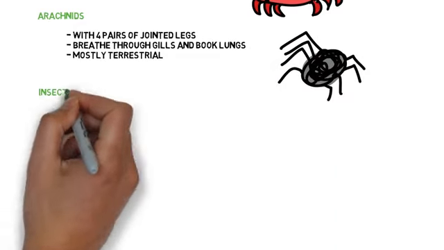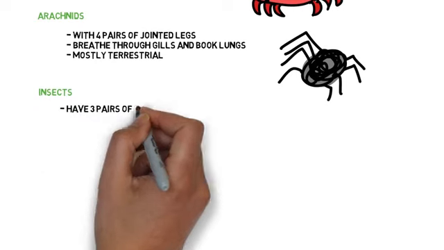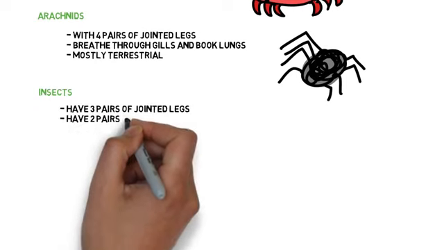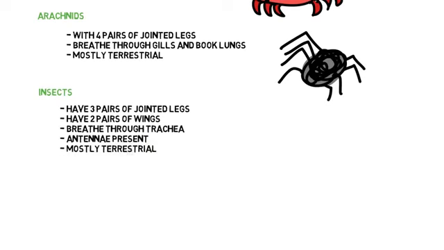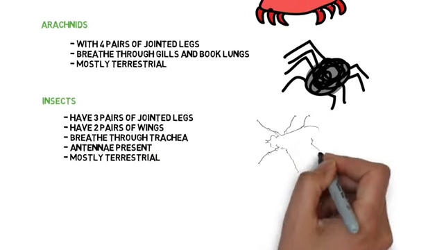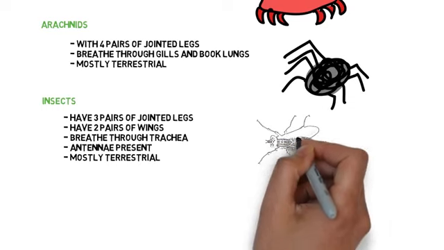Insects have 3 pairs of jointed legs, have 2 pairs of wings, breathe through trachea, have antennae present, and are mostly terrestrial. Examples of insects are locust, moth, housefly, and grasshopper.